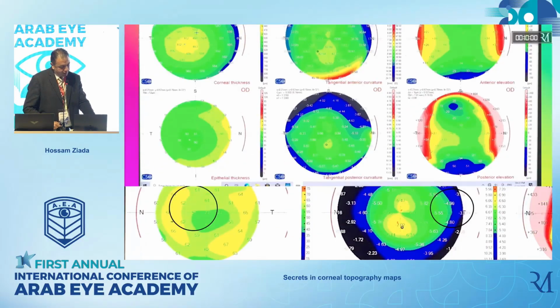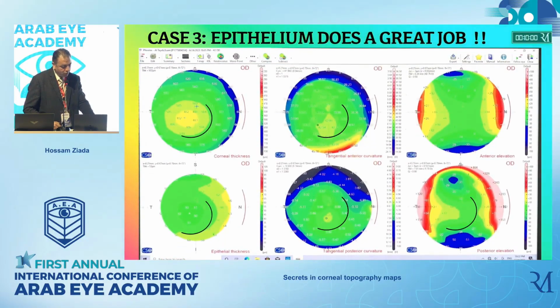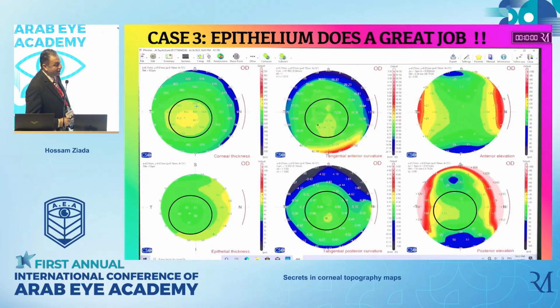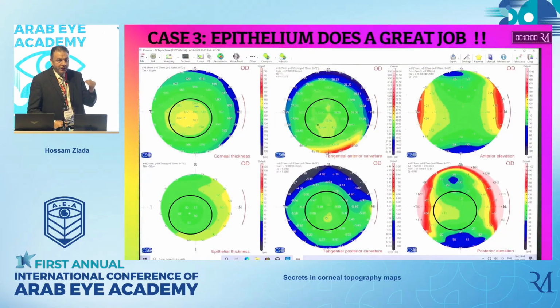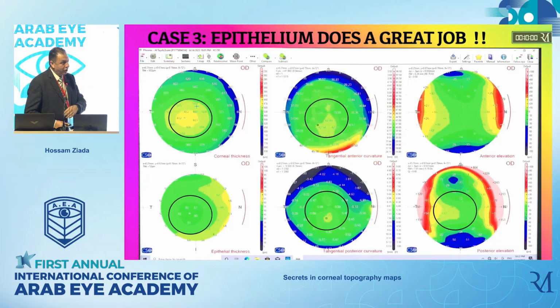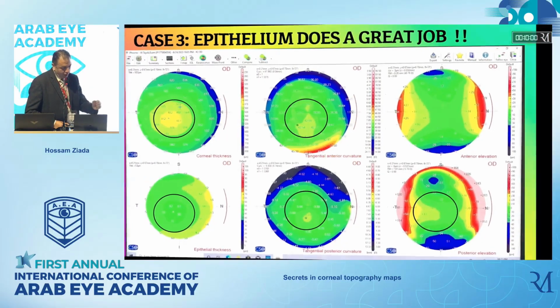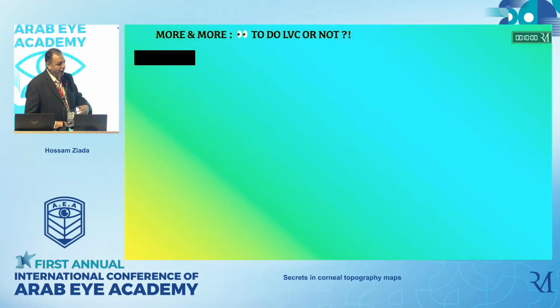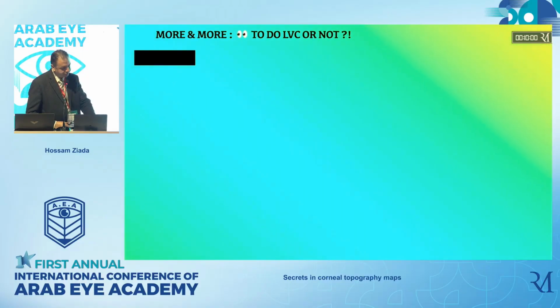Look here at these signs. Another case with the same configuration. Inferior steepening, very minimal steepening, but associated with epithelial thinning. So it is a sign of early keratoconus changes, and I can predict that the patient is going to be more progressive if I did some refractive surgery, even PRK for such a patient.